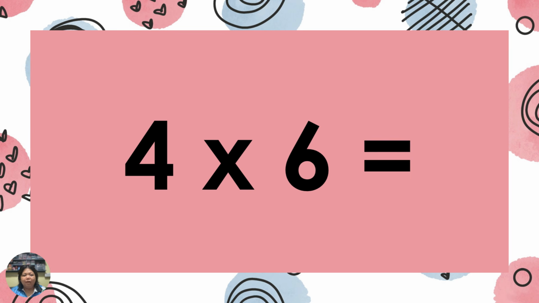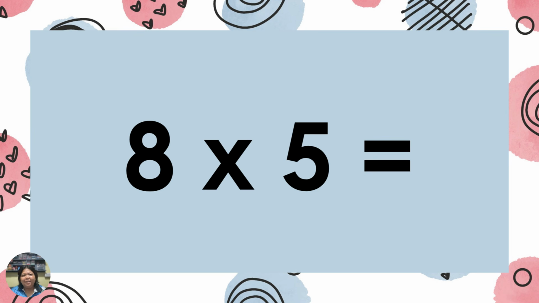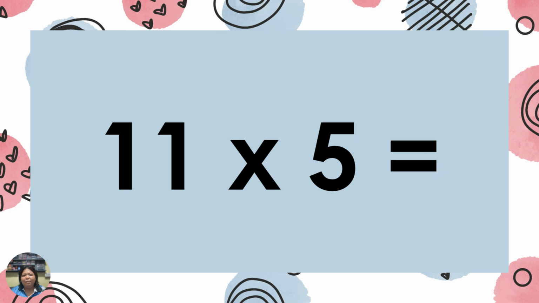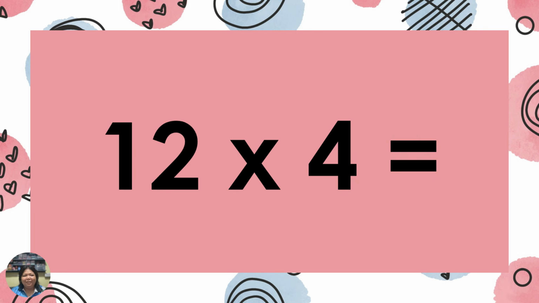So, what is 4 times 6? If your answer is 24, that's correct. 7 times 9. The answer is 63. Next, 8 times 5. Correct. 40. 11 times 5. That is 55. How about 6 times 7? Your favorite number. 42 is correct.